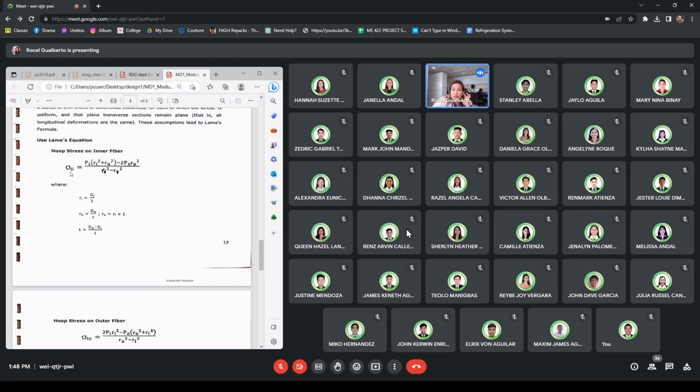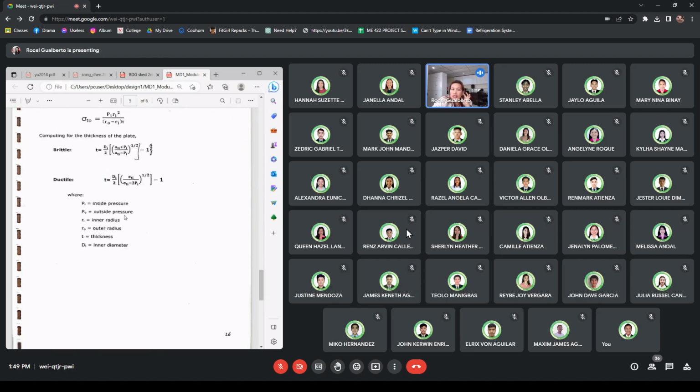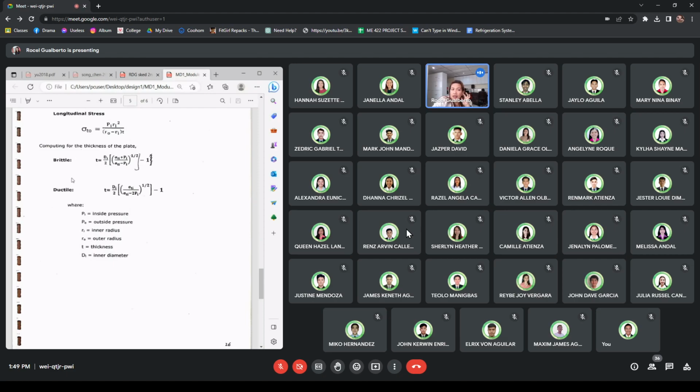So therefore, when you substitute the values into your sigma T sub I, it would be in terms of the thickness. So what remains in the equation is the thickness, so the variable T is included. And that is what we substitute into the sigma T sub I in the equation to obtain the thickness of the plate. Is that clear? Yes po, ma'am.